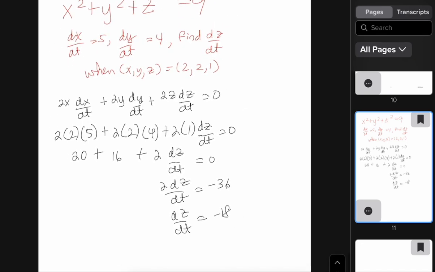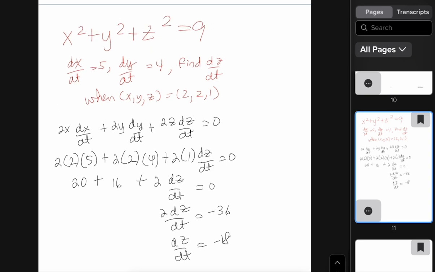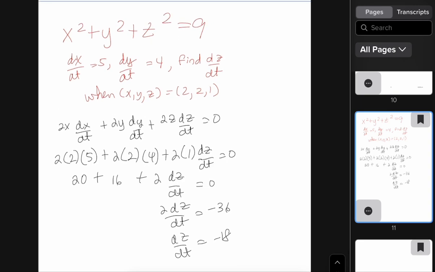So don't make these ones harder. I've given you one where it's all set up. It's ready to go. You just have to do implicit differentiation, plug the numbers in, you got the answer. Okay? So please don't make these harder than they have to be.